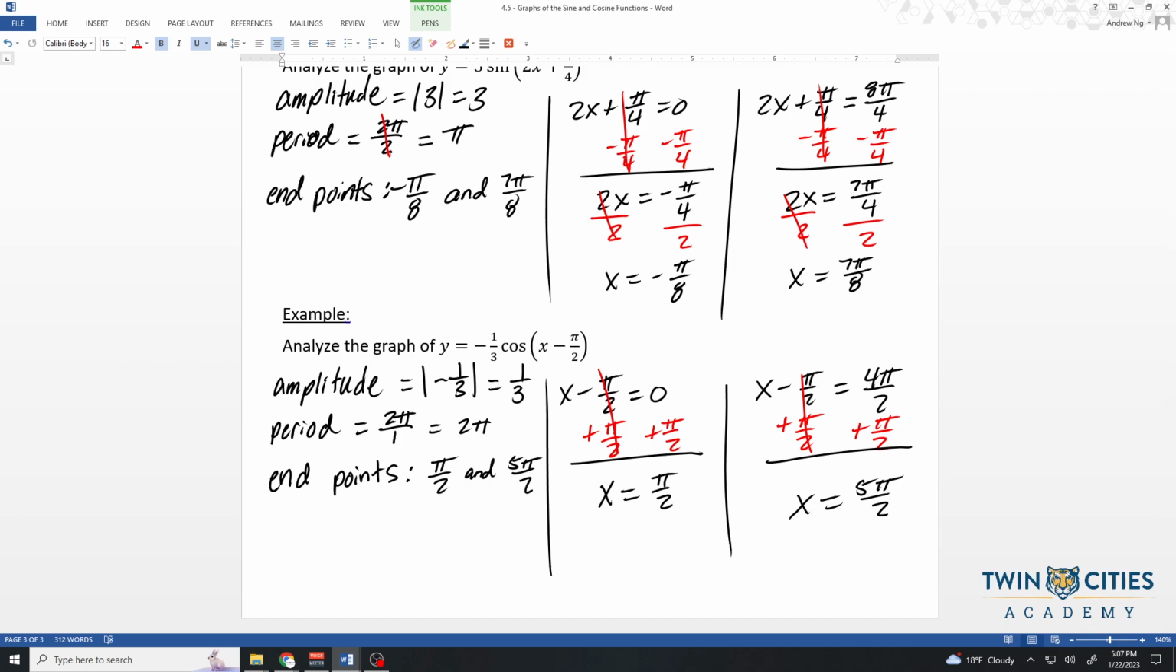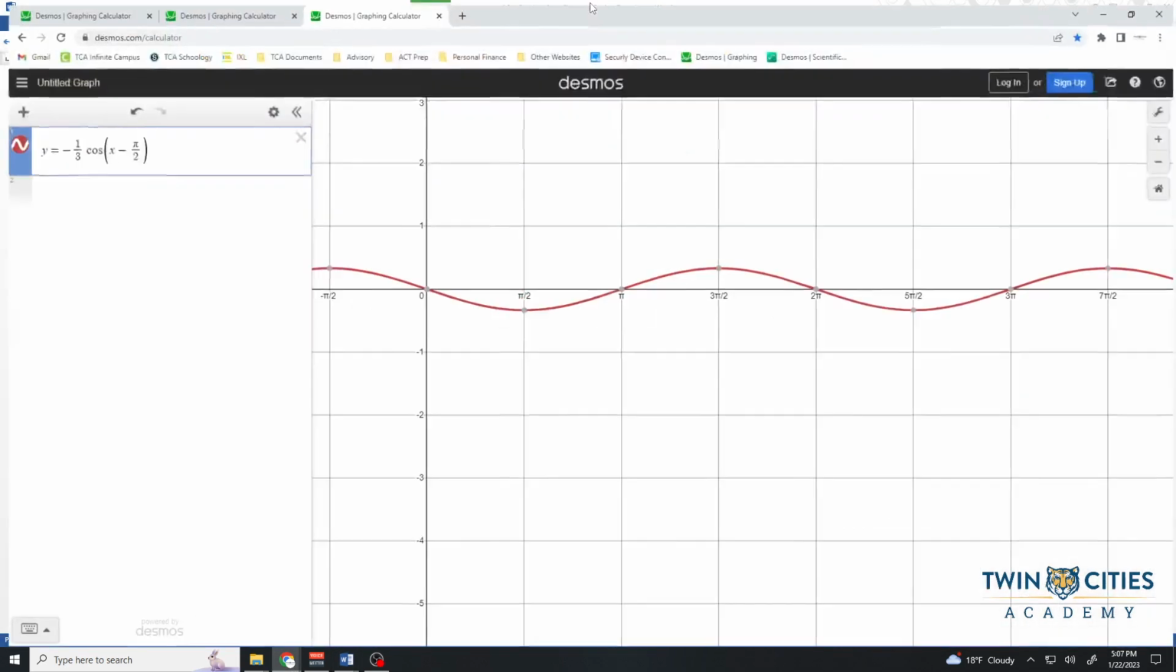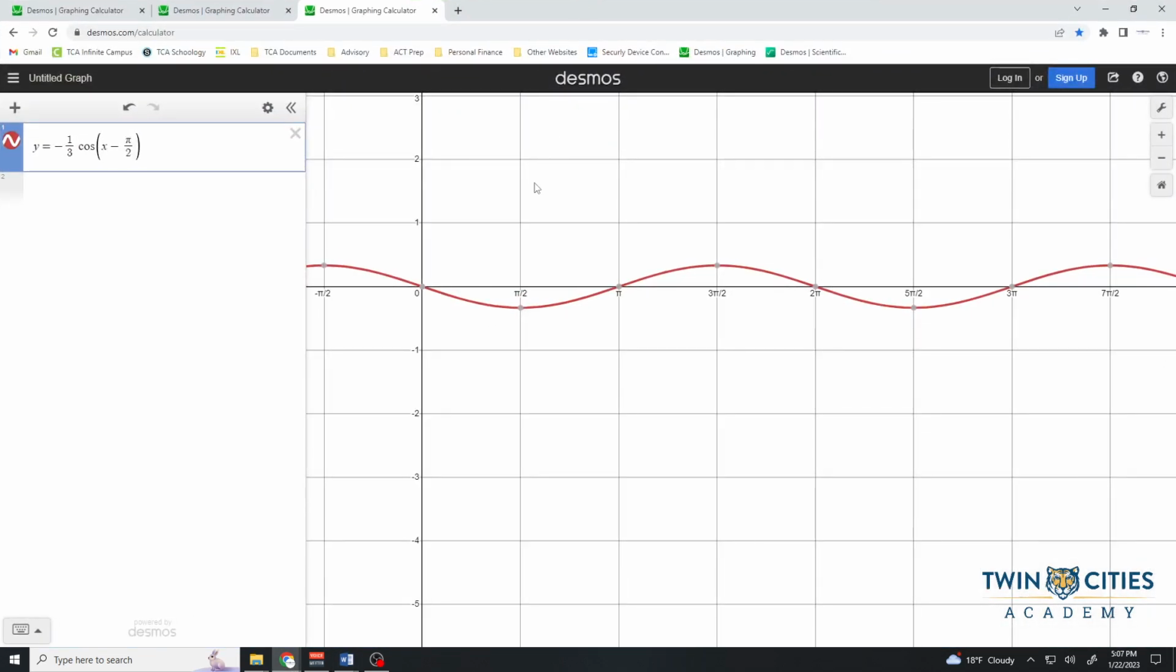And let's check that graph out. So again, we see the highest this will get is 0.3 repeating, 1/3. The lowest this will get is negative 0.3 repeating, negative 1/3. And my endpoint here is pi over 2, and then it's going to go up, come back down to the bottom, 5 pi over 2. So this is a 2 pi period, and those are the endpoints of one cycle. And it just repeats itself from there.